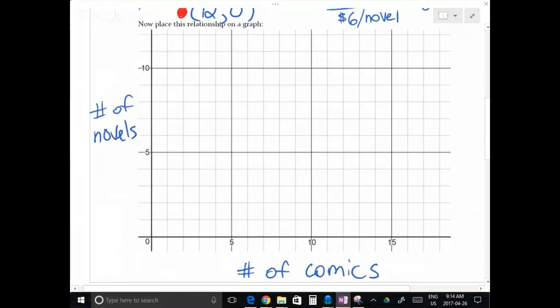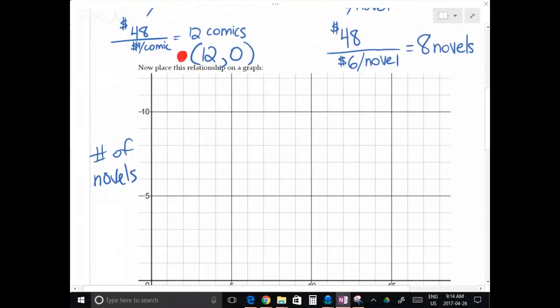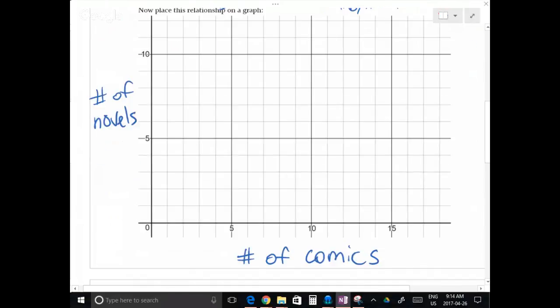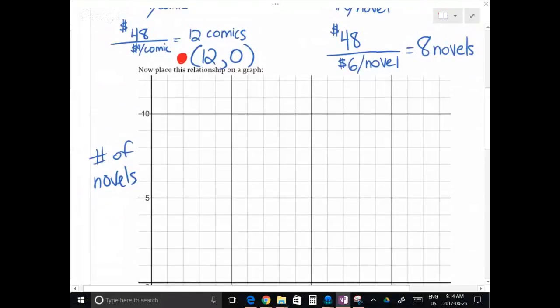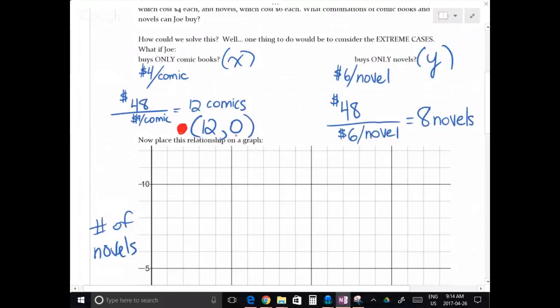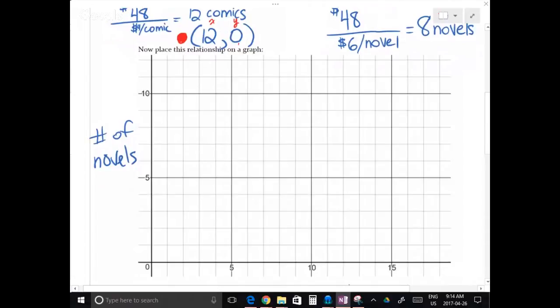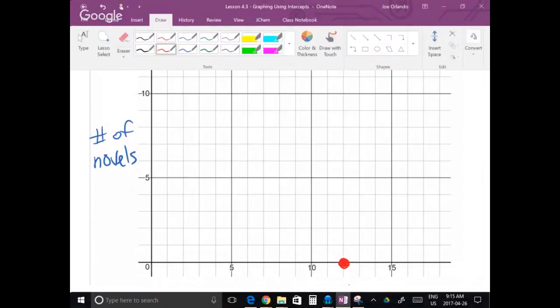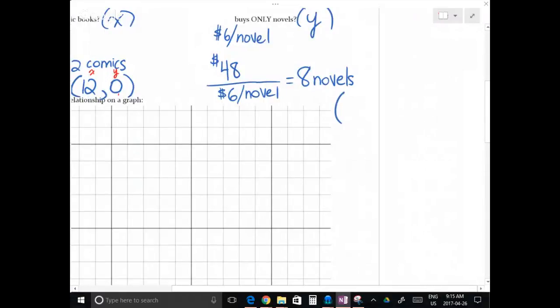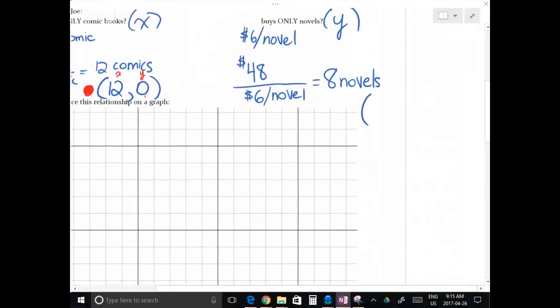Sorry, so what are we doing? So I want you, no problem. Why is the dot up there? I'm just showing what color I'm going to use. So I want to say, when I bought 12 comics, I bought no novels, right? 12x, no y. 12 comics, no novels. Put that on your graph. And presumably, you'll have something that looks like that. Yeah? Great. What would the coordinates be when I bought 8 novels? Is that true? 0, 8. Very good. 0 comics, 8 novels.